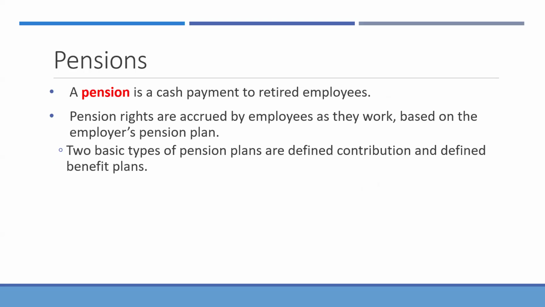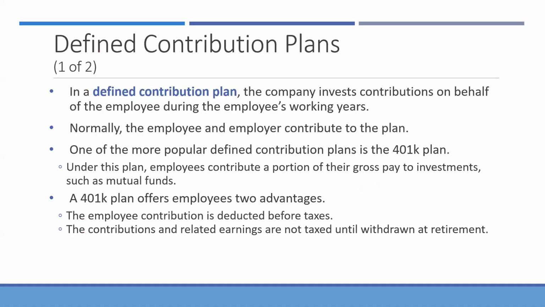And pensions. So pensions are cash payments to retired employees, and they're accrued by employees as they work based on the pension plan. And there's two basic types of pension plans. The first is a defined contribution. This is like a 401k, where employer and employee both contribute money to an investment plan, and however well the investment does, that's how much the employee is going to get at retirement.